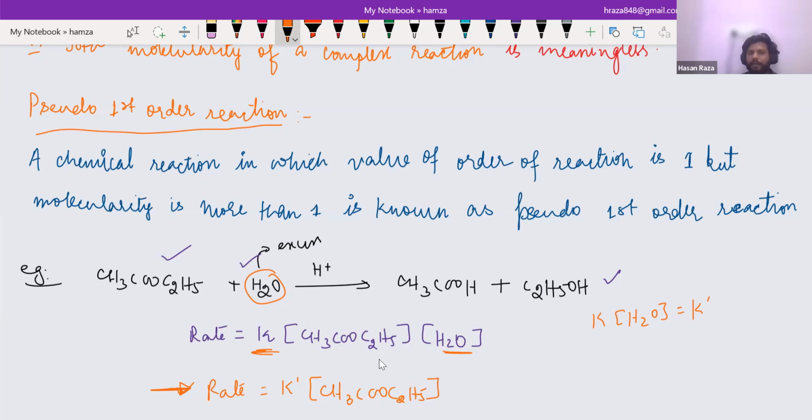This final expression has a power of 1, which represents order of the reaction is 1, but the reacting species present here are 1 and 1, that is 2. That means the reaction is bimolecular. So you can see order of reaction is 1, but the reaction is bimolecular. So it is a pseudo first order reaction. Is that clear?